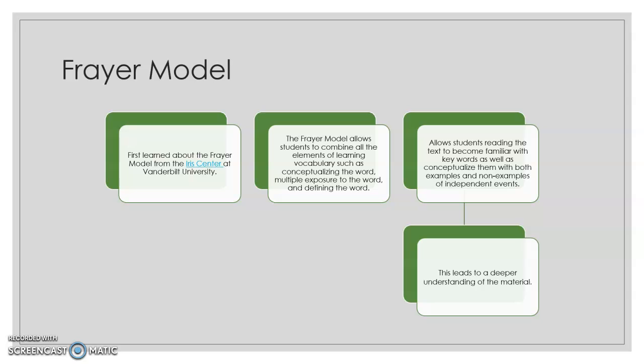It allows students who read the text to become acquainted with keywords and be able to conceptualize them into these examples and non-examples, such as in the text with independent events, and understanding what it means for the definition of an independent event. This in turn leads to a deeper understanding of the word itself or the vocabulary term in question, and a deeper understanding of the text in general.